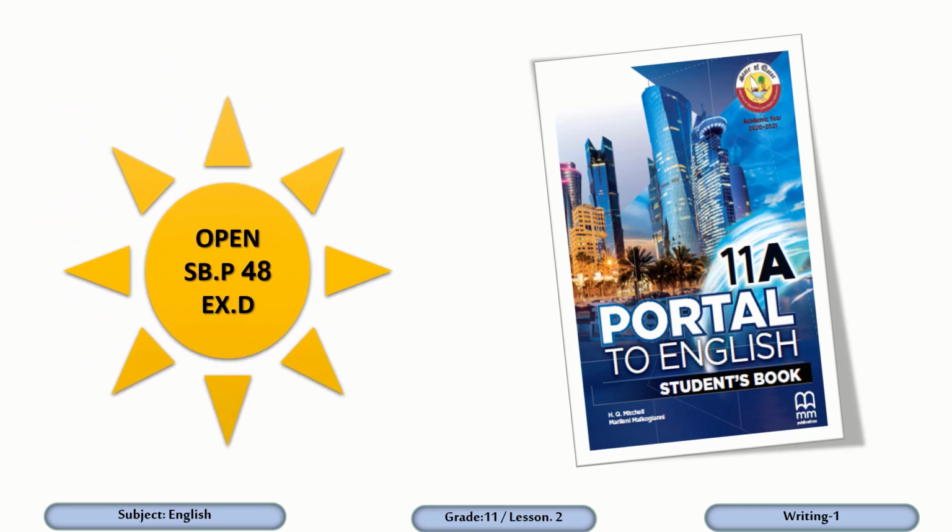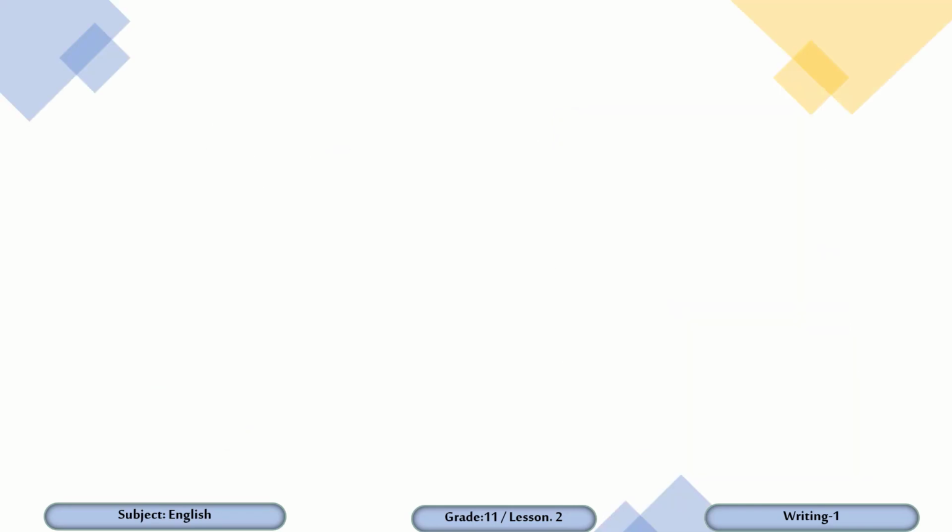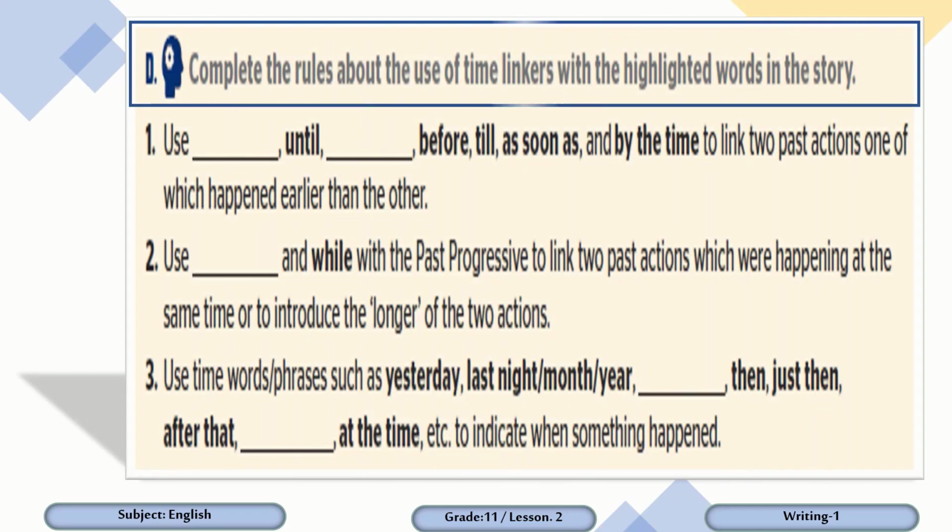Dear students, now open Students' Book, page 48, exercise D. Complete the rules about the use of time linkers with the highlighted words in the story. So we need to open the story and have a look at the highlighted words. After that, read the sentences 1 to 3 and then complete them with the correct time linkers. Please pause the video for some time, get your answers ready. After that, play the video again in order to check your answers.